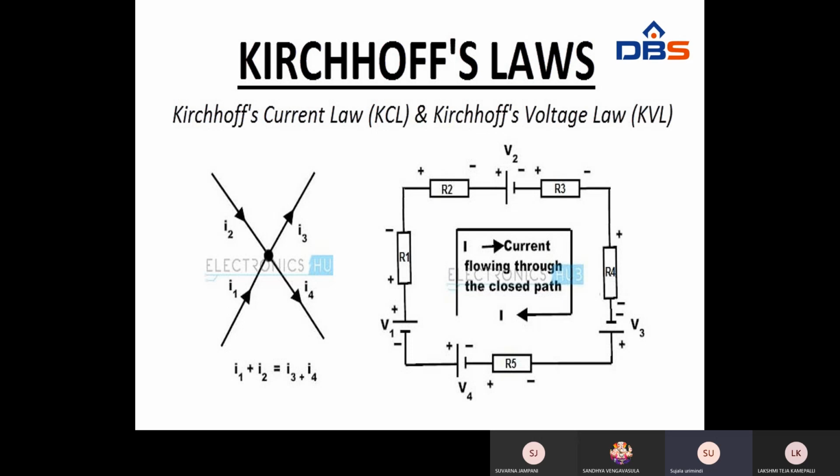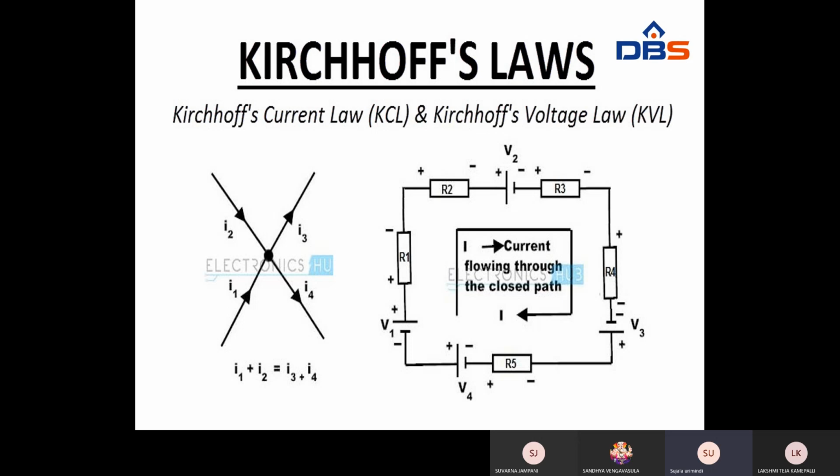When there is a drop of potential, we put it as a negative sign. So for that, we have to write the equations. According to Ohm's law, V is equal to I into R. For Kirchhoff's current law, the algebraic sum of the currents is equal to 0. That means the sum of the currents entering is equal to the sum of the currents leaving, or the algebraic sum of the currents is equal to 0.